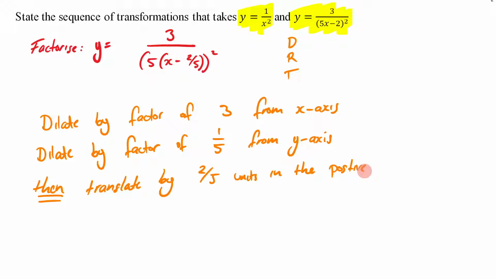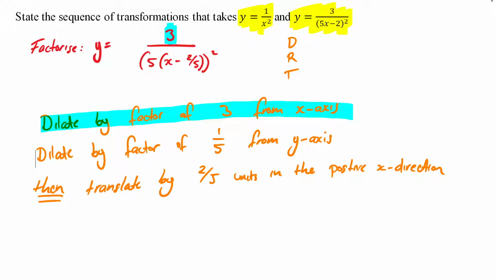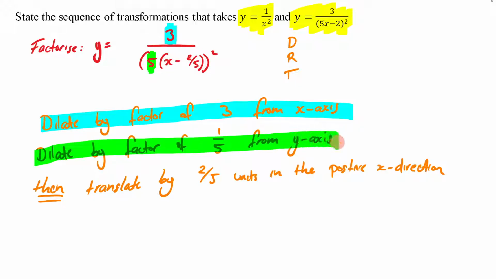that means you're moving it in the positive direction, because that's the way these things work. Positive x direction. And that's how it works. So just to go through that again, and we'll use some highlighting here. You first dilated by a factor of 3 from the x-axis. You then saw this 5, and because this 5 is multiplying with the x, that's causing a dilation by a factor of 1 on 5 from the y-axis. Remember to take that reciprocal, people.